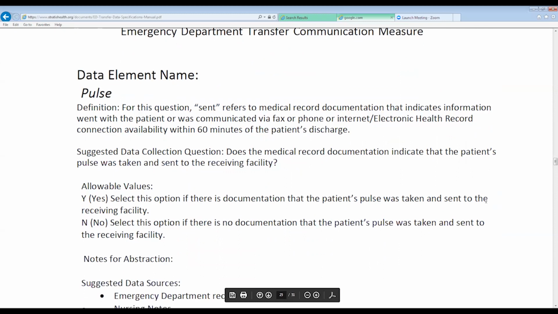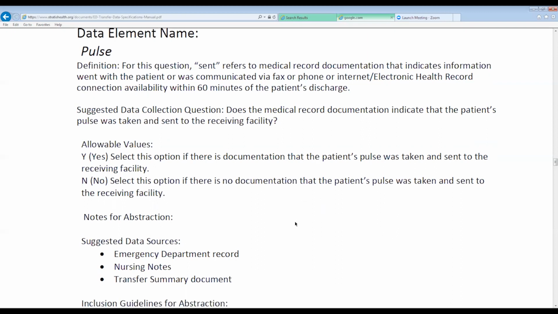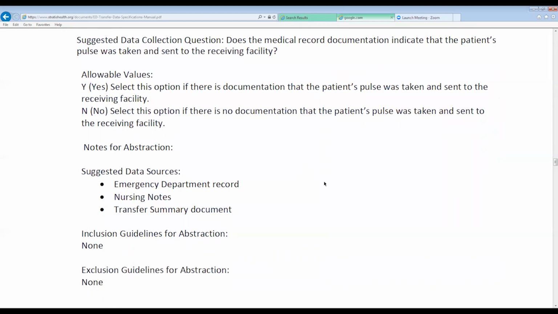Vital signs. We don't say it has to be the last one, or that you have to have so many. I think you can maybe use this information to help with your quality, but we're not saying you have to have these vitals taken within so much time, or that you should make sure you send the last one done within so much time. This is just really indicating, was that information sent to the receiving facility?